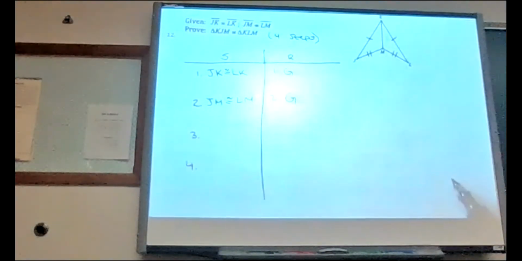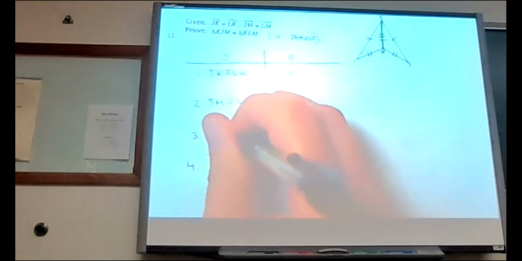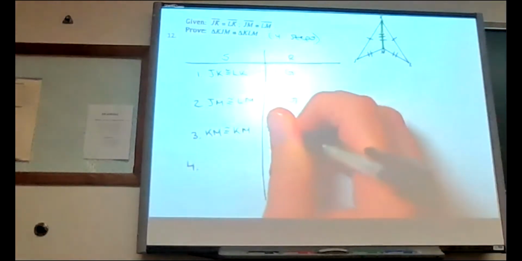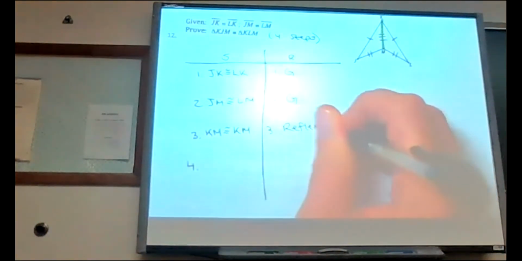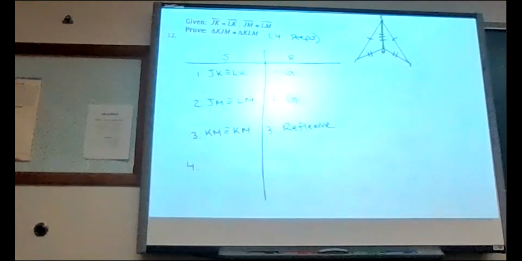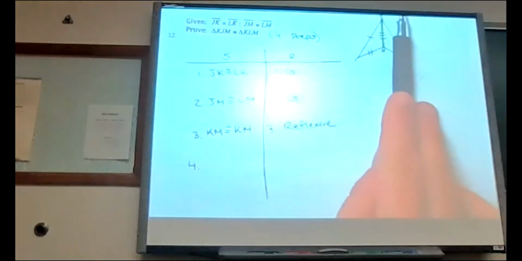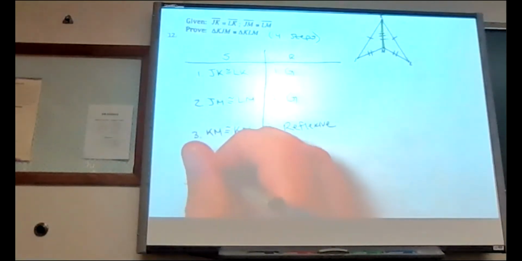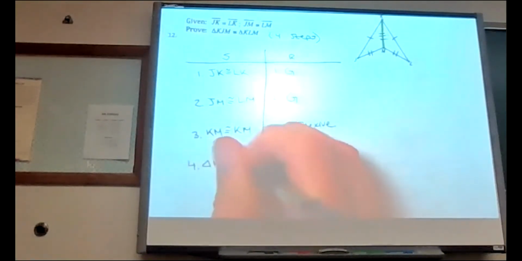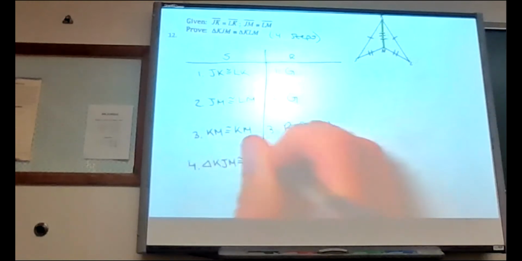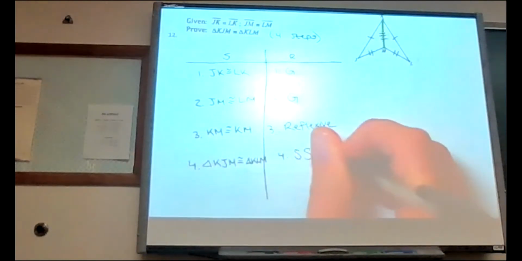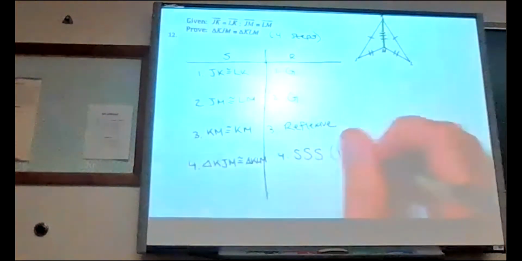So I go to look fors, which would be reflexive property here in the middle. So I know that KM is equal to itself, congruent to KM, reflexive. And can I now say the triangles are congruent? Yeah, by side, side, side. So I can say triangle KJM is congruent to triangle KLM by side, side, side, which is in 1, 2, and 3.